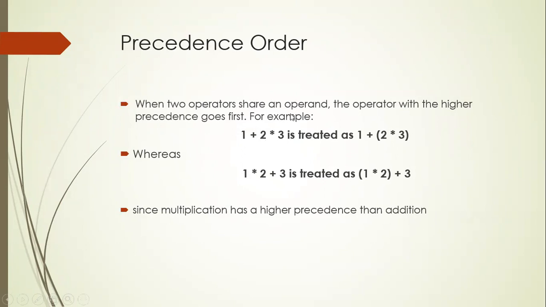When two operators share an operand, the operator with the highest precedence goes first. For example, 1 plus 2 into 3. Here, in 2 into 3, the star multiplication has the highest precedence, so it will be treated as 1 plus (2 into 3). Whereas in one more example, 1 into 2 plus 3, as we already discussed, multiplication has the highest precedence, so 1 into 2 will be evaluated first and then plus 3 will be added, since multiplication has higher precedence than addition.